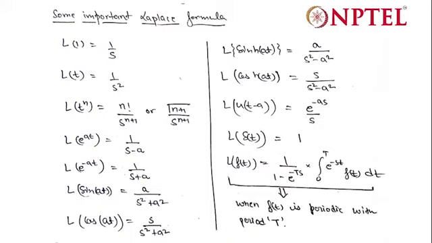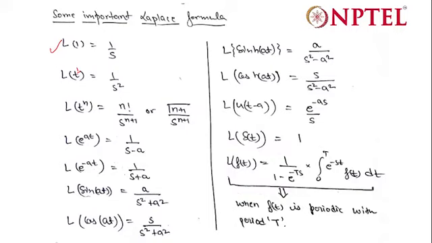Just learn the formulas. Some more important Laplace formulas are here that you should know. First, Laplace transform of 1 is 1 by s. The Laplace transform of t, you can consider t to the power 1, is 1 by s square. Then Laplace transform of t to the power n will be n factorial divided by s to the power n plus 1. Then Laplace transform of e to the power a t is 1 upon s minus a. Then Laplace transform of e to the power minus a t will be 1 upon s plus a.